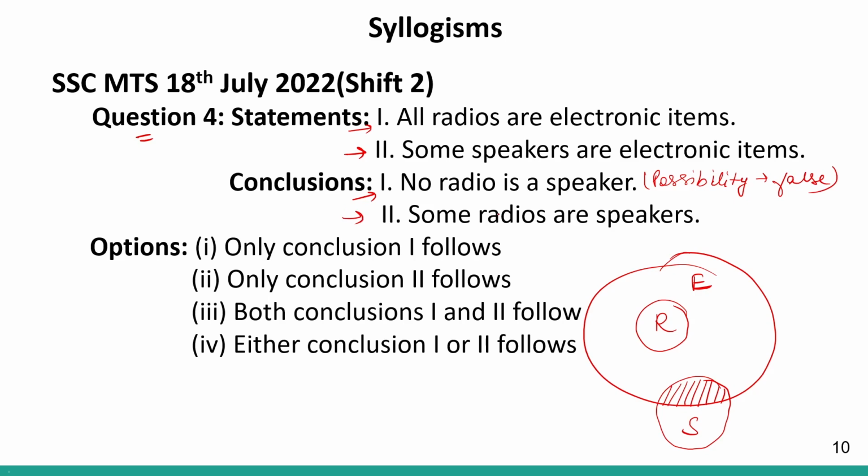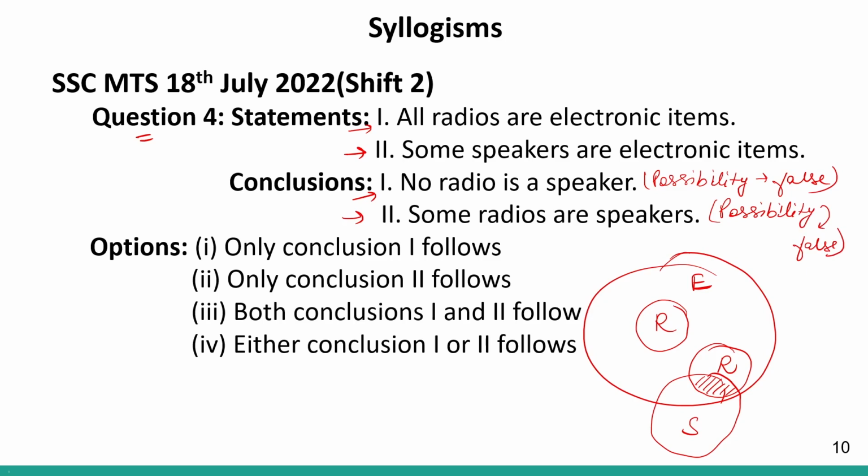Conclusion number 2 says some radios are speakers. Again, radio can be like this also. There is no restriction. So if radio is like this, then this part highlights that some radios are speakers. So this is also a possibility. Hence, individually, it will be false.